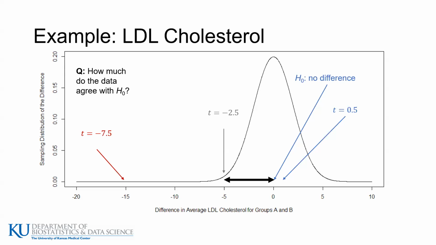So in the last case, the difference is not so obvious. So here we observed a t statistic of negative 2.5. So this study produced a difference that is 2.5 standard deviations below what we would expect to get if the null were true. So we want to know, is this difference enough to be considered evidence in favor of a treatment effect?